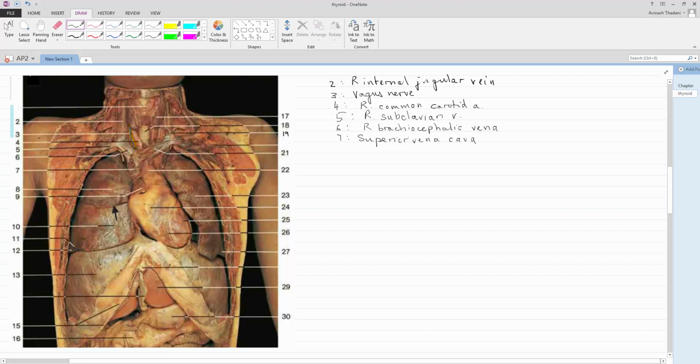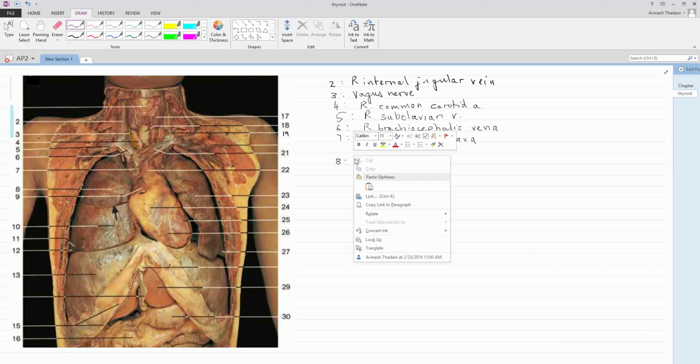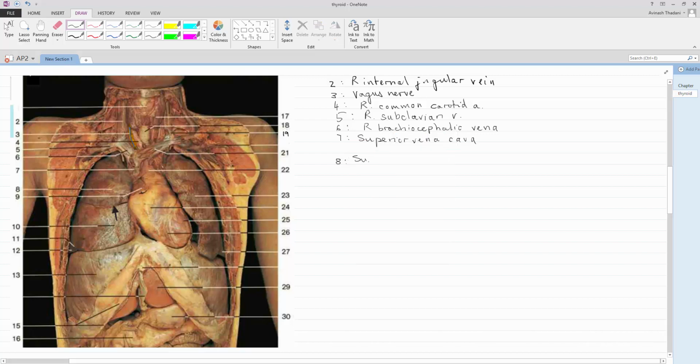Okay, number 8, now we're into the lungs itself. So 8 is the superior lobe or upper lobe of the right lung. Then that arrow that's pointing there, that's the horizontal fissure.